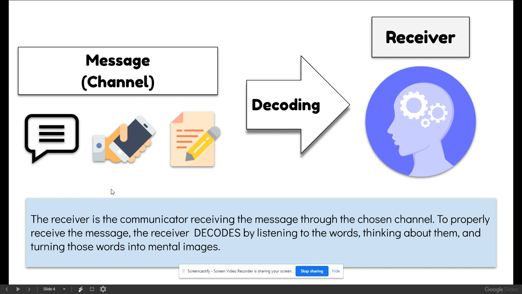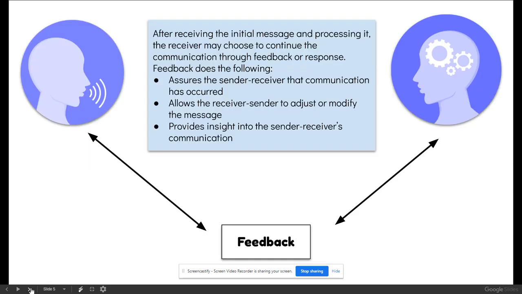The receiver is the communicator receiving the message through the chosen channel. To properly receive the message, the receiver decodes by listening to the words, thinking about them, and then turning those words into mental images, like creating a picture inside your head of what somebody is talking to you about. After receiving the initial message and processing it, the receiver may choose to continue the communication through feedback or response. Feedback assures the sender or receiver that the communication has occurred, allows the sender or receiver to adjust or modify the message, and provides insight into the other's communication.